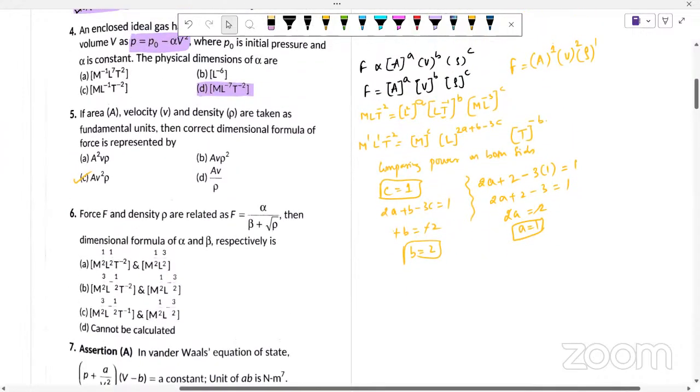Anyone? Try it. Force F and density rho are related as F is equal to alpha divided by beta plus root rho. What are the dimensional formulas of alpha and beta respectively? Can anyone give the answer fast? See, force F and density rho are related as I told you just now. In dimensions, if you are adding anything, the dimensions of both must be the same for you to add. Beta plus root rho means beta must have the dimensions of root of density. Right?